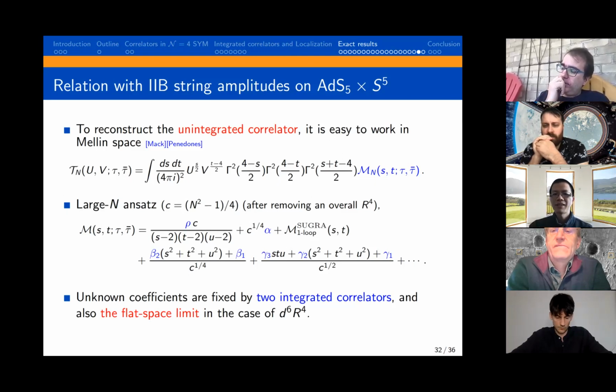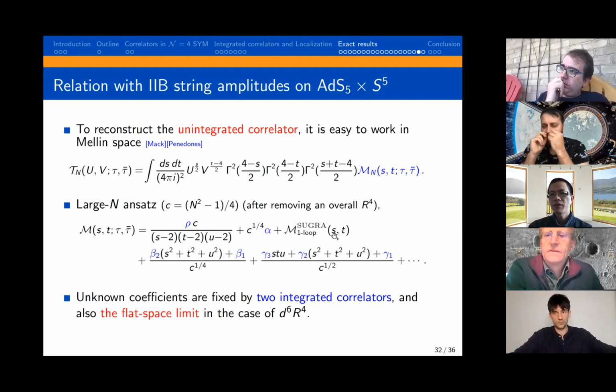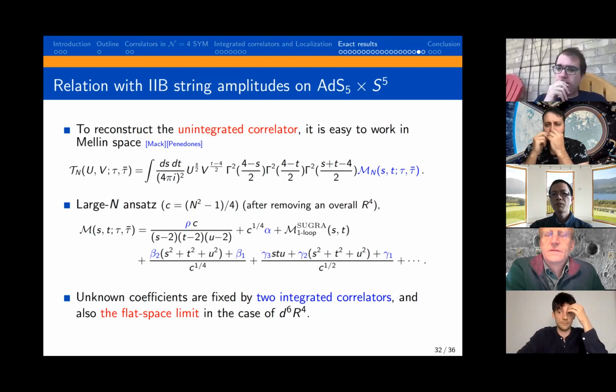Then if you insist, that number is fixed by localization, you can use that to fix it. Sorry, what UV? I thought it was finite. Why is it UV divergent? 1 loop in 10 dimensions, it's a box integral. It's UV divergent.